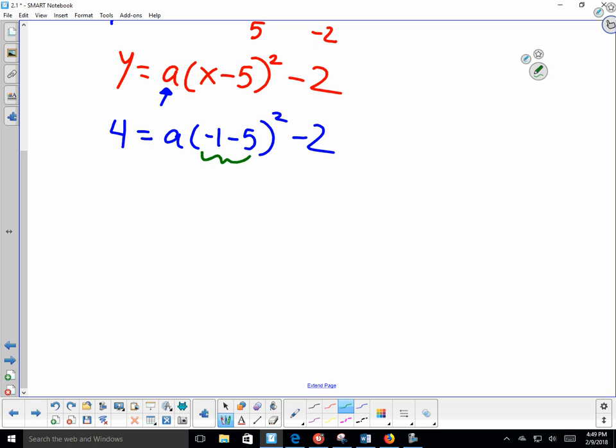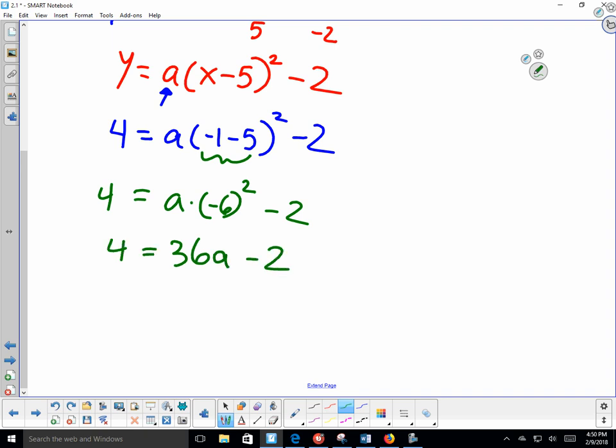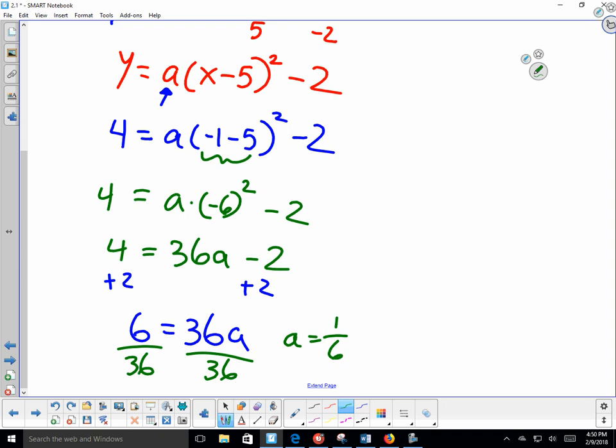So -1 minus 5 is -6, and I need to square that and then multiply that by a, and then subtract 2 from that, and that's going to equal 4. That's going to give me a positive 36a minus 2 equaling 4. Add 2 to both sides, and you get 6 equals 36a, and divide both sides by 36, and I'm getting a equal to 1/6. So in this case, my answer for this vertex form should be f of x equaling 1/6 times (x minus 5) quantity squared minus 2.